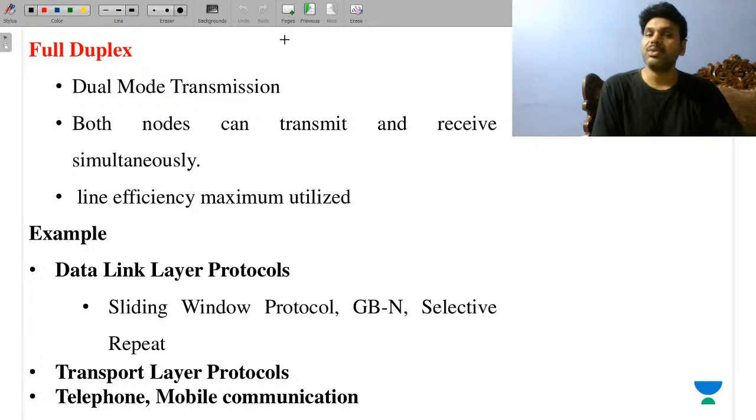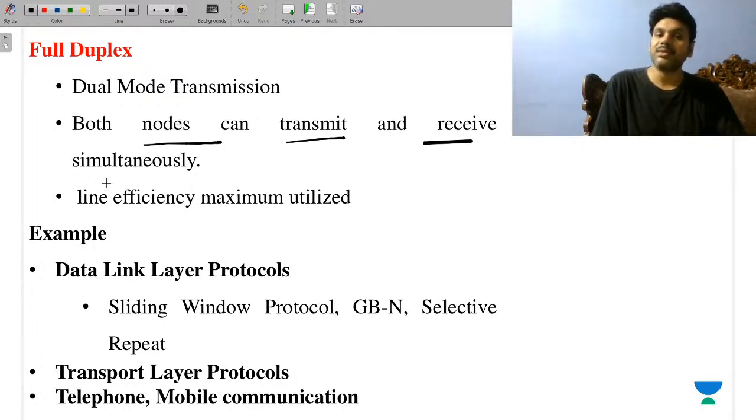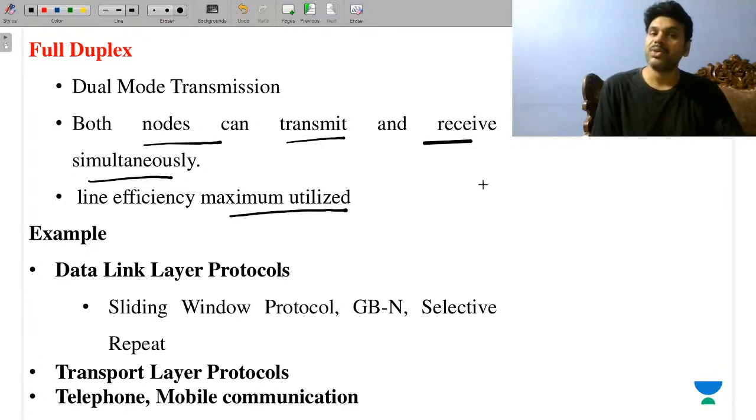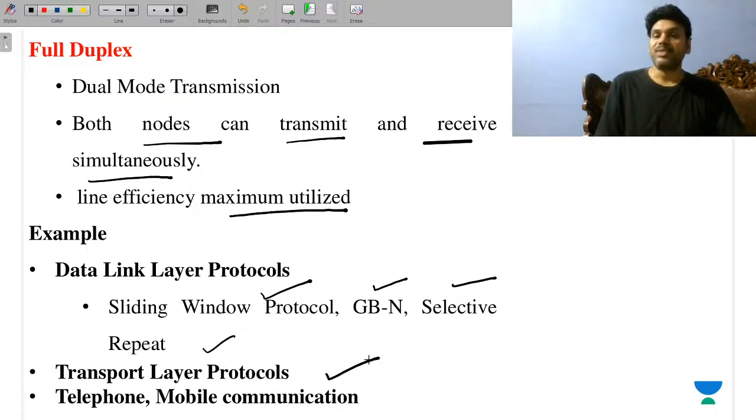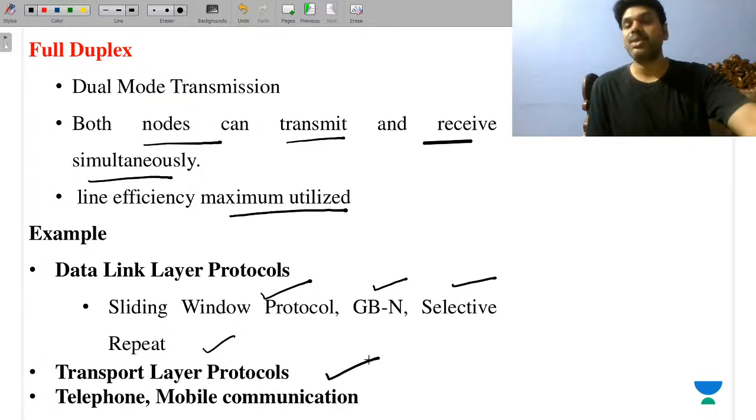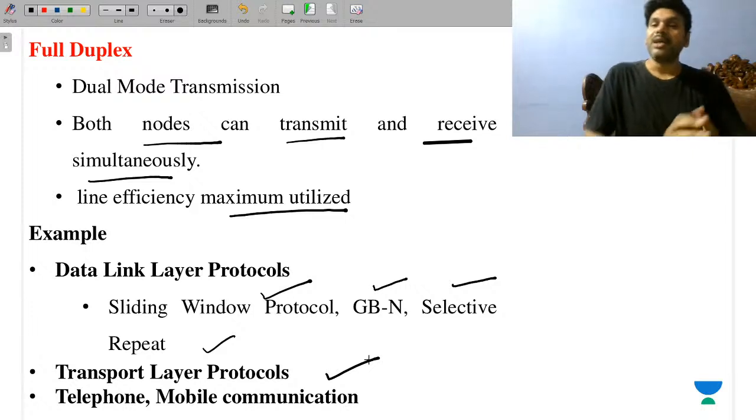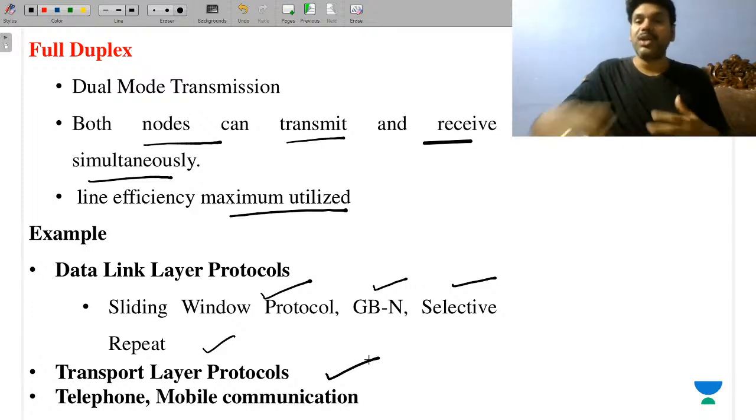When you look at full duplex communication, both nodes can transmit and receive data simultaneously. So line efficiency is maximally utilized. For real-time examples, SWP, Go-Back-N and Selective Repeat protocol, and the transport layer is also using full duplex communication only. Well, friends, these are the differences in how the transmission technology and communication modes are really used.